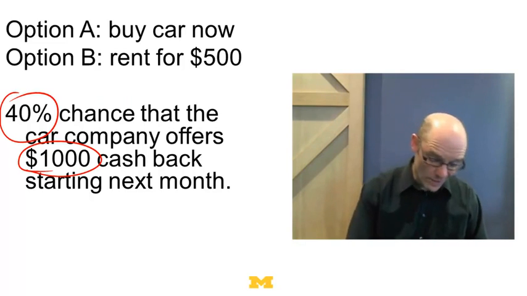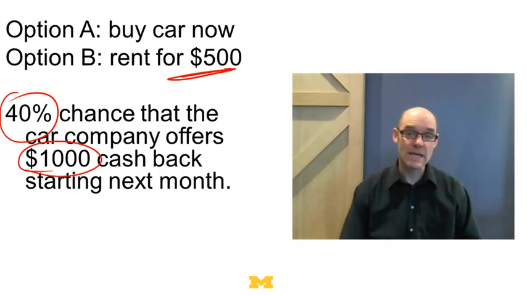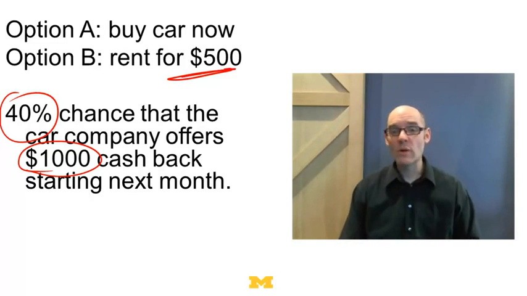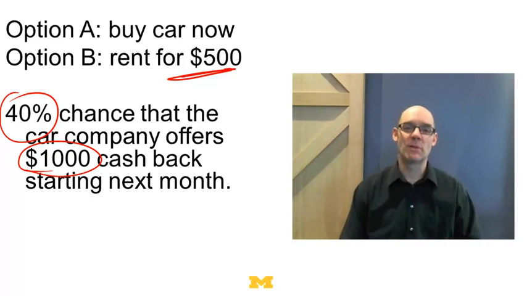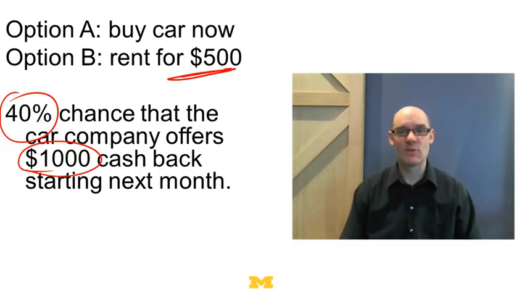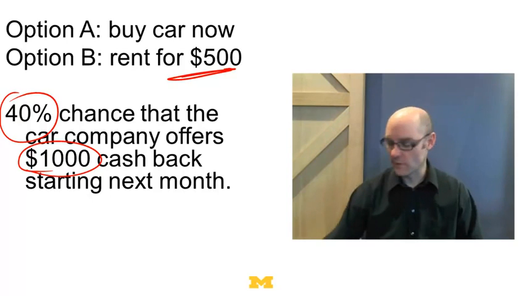So what you could do is rent a car for $500 right now, and then wait and hope there's a cashback option. What we want to figure out is, what would it be worth to you if someone could tell you? Suppose you knew someone at the auto company, and they said, I can tell you whether there's going to be a cashback program or not, but it's going to cost you. So what would that information be worth? How much would you pay to know if there's going to be a cashback program? That's what we want to figure out.